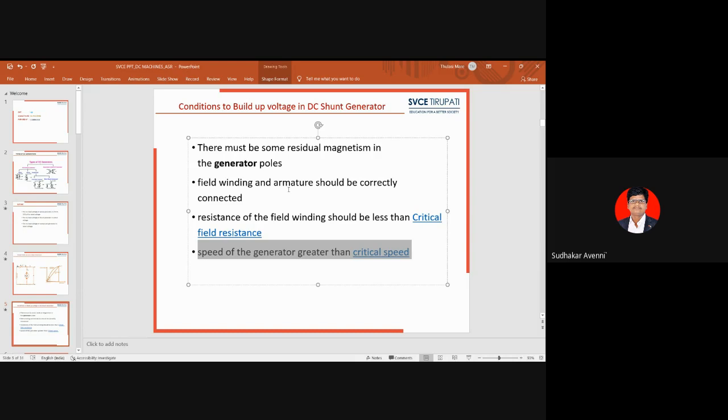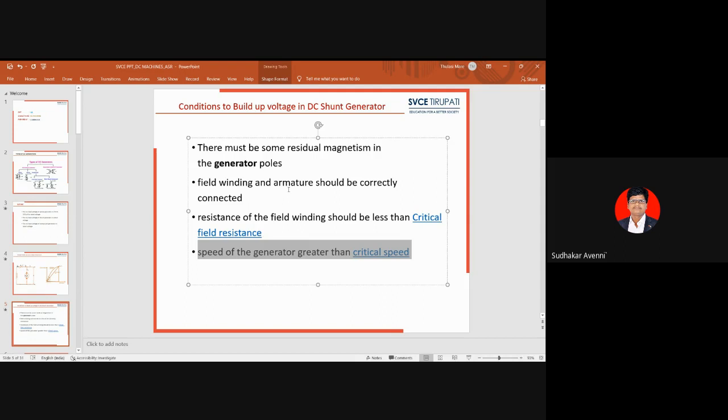So we increase the speed of the generator from zero onwards. When it reaches some point, the generated voltage automatically starts to build up. Suppose the critical speed is 800 rpm and the rated speed of the generator is 1500 rpm. If we run the generator below the critical speed, that is below 800 rpm, the generator will fail to build up the voltage.